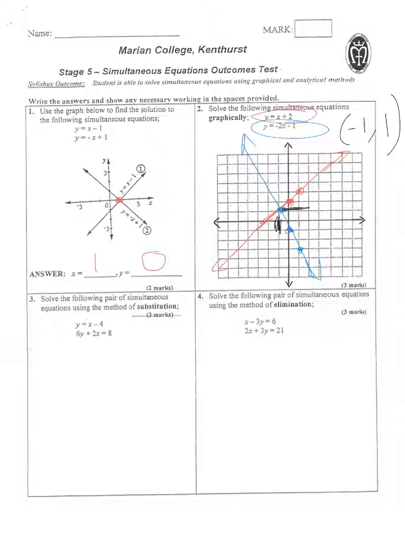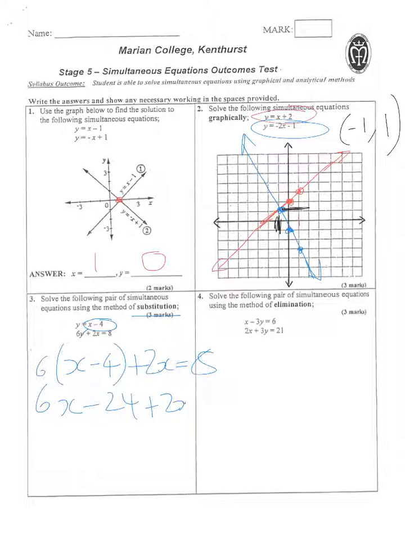Solve by substitution. Okay, already substitution because it's y equals, so we're going to shove that into the y. So we get 6y, which is x minus 4 plus 2x equals 8. Expand, so we get 6x minus 24 plus 2x equals 8. Collect like terms. 8x minus 24 equals 8. Plus 24 both sides, we get 32. Divide by 8, we get 4.